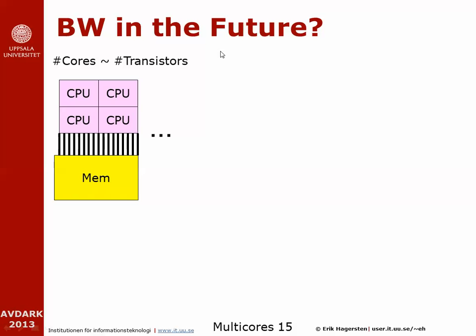Well, it's always easier to predict the past than it is to predict the future. But we had a student here in Uppsala that tried to answer that question, and he said that, I think that the number of cores people will put on a chip is roughly proportional to the number of transistors you will put on a chip. So that's an assumption he made.